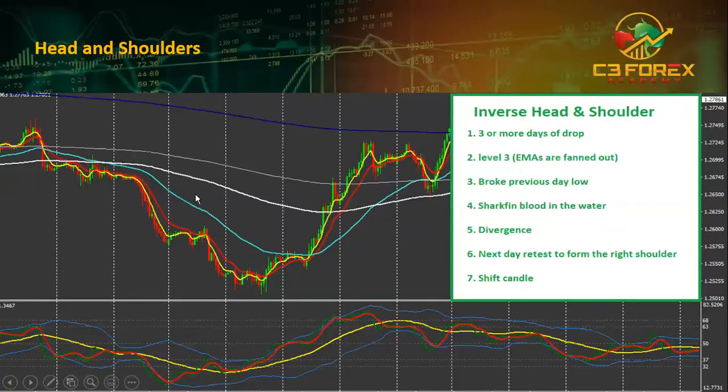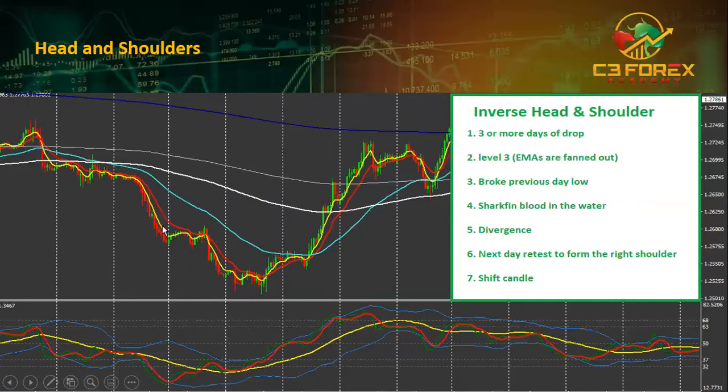Another example, you got 3 days of drop, price is dropping. Level 3, the EMAs are fanned apart. You look down at the TDI, the market baseline is sitting out oversold. You got a shark fin, blood in the water. You got divergence, price is moving up on the TDI down here, price is going down on the charts up here.